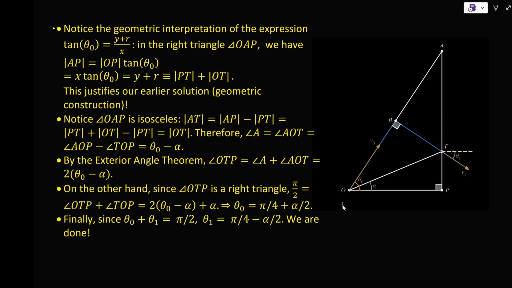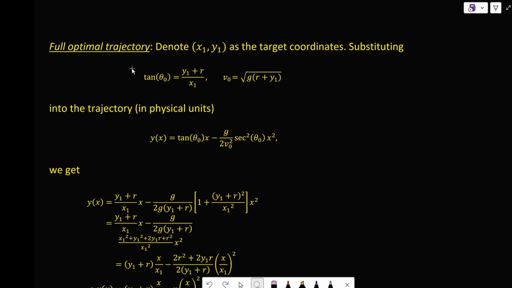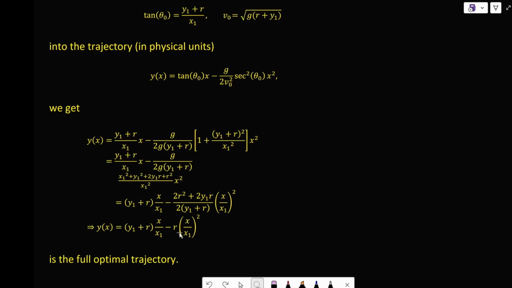And finally, since the line of launch OA is perpendicular to the line of fall TB, we must have theta 1 plus theta naught equals half pi. So then theta 1 is also solved, equals pi over 4 minus half alpha. And we're finally done. And just for the sake of completeness, we also give the full equation of the optimal trajectory. Denote x1, y1 as the target coordinates. We can then substitute the expressions for the launch angle and initial speed into the trajectory in physical units. After some straightforward simplification, we get y of x equals y1 plus r times x over x1, minus r times (x over x1) squared. And this is the full optimal trajectory.